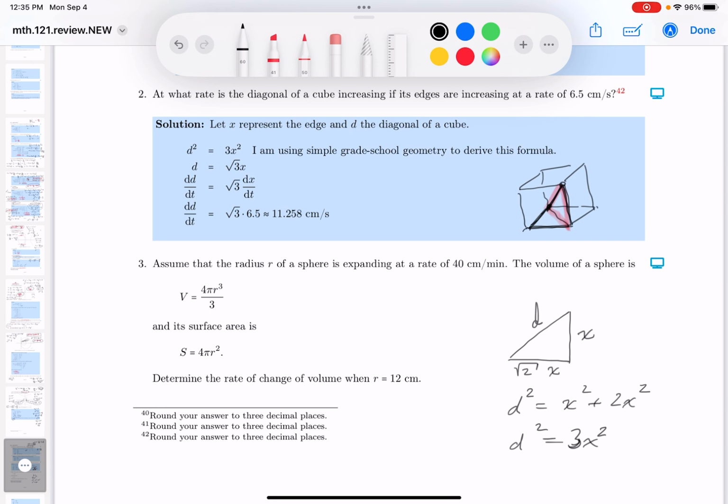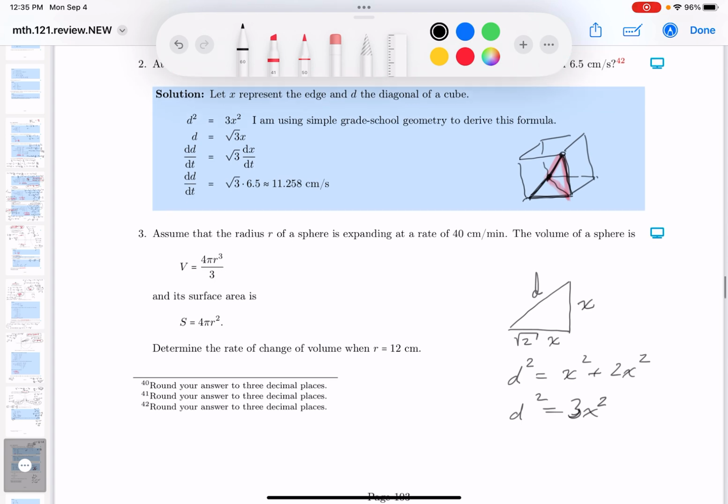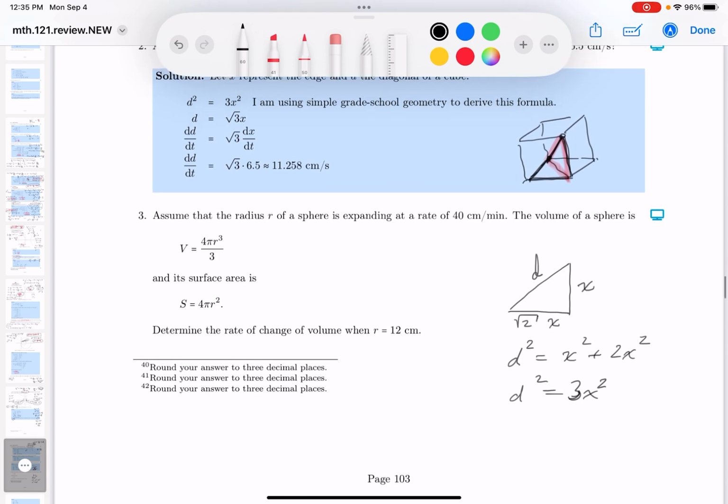Let me differentiate it now. Before I do that, I want to just get the D. Since D is a positive number, I'm not going to worry about plus or minus. So it's going to be root 3, and again x, a positive number. All right, so dD/dt is root 3 times the derivative of x, which is dx/dt.